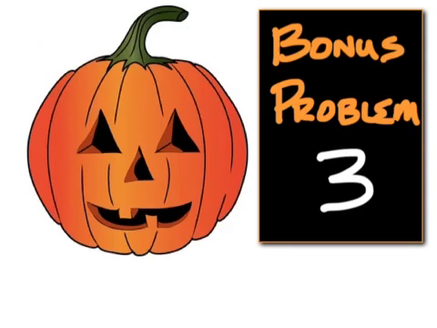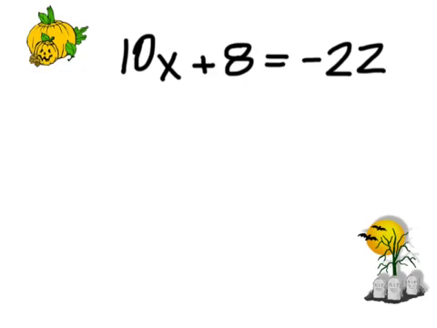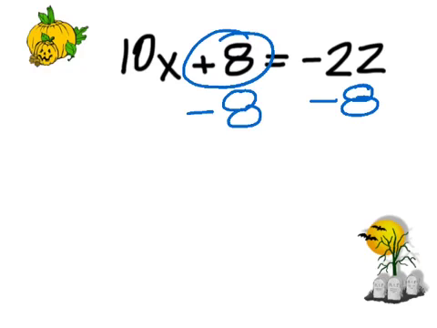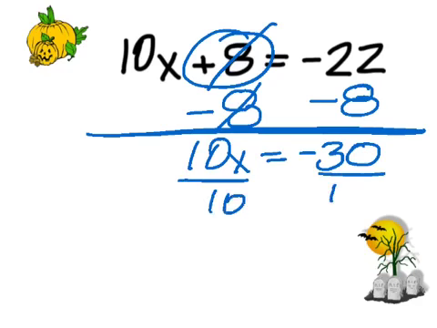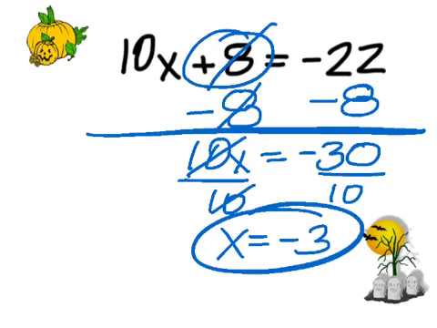Bonus problem number 3. Since you have plus 8, you have to subtract 8 from both sides. These cancel out, and you're left with 10x equals negative 30. Divide both sides by 10 to get an answer of negative 3.